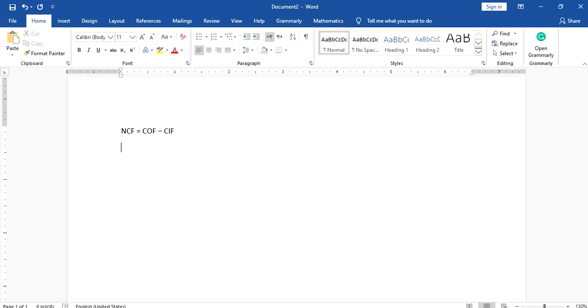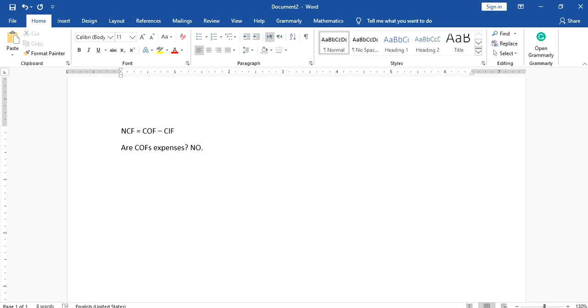So what do we mean by cash outflows? Are cash outflows expenses? The answer is no. They are not expenses. If they are expenses, their expenses are given in the net income statements. So why are we repeating them?